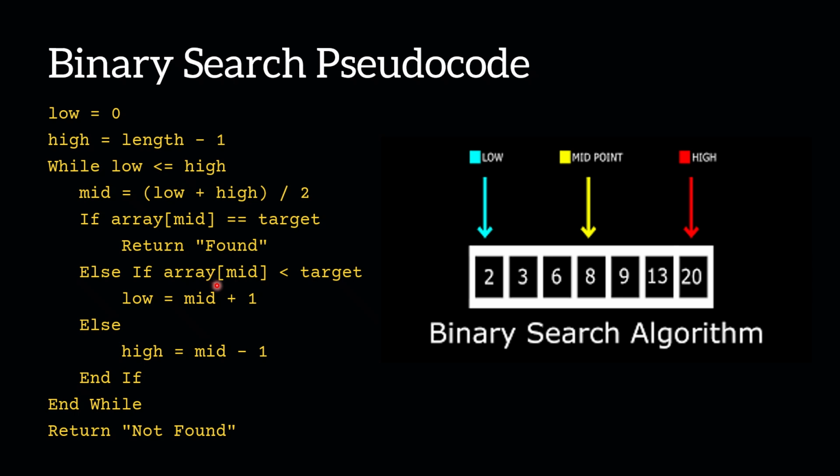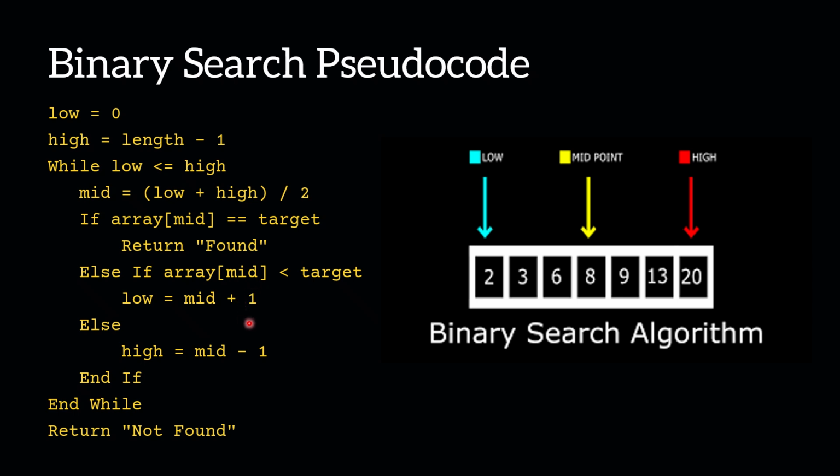So if the target is greater, remember when I did the example in the previous slide, meaning if the middle value is smaller than the target, that means the target must be in the right half of the array. So we'll move our marker up one spot after the mid, and everything before the mid is ignored because it's too small.